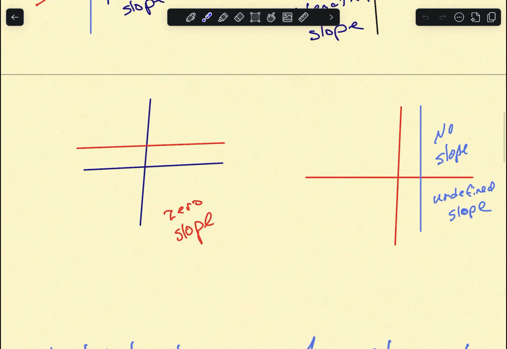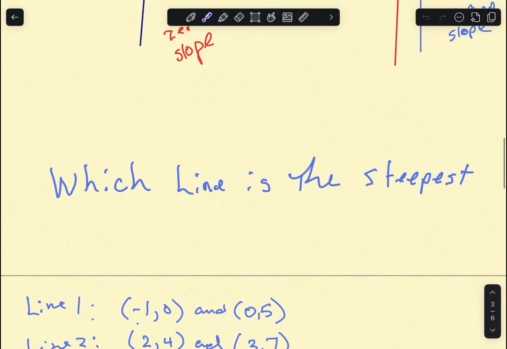Many people say it this way: they will say no slope or undefined slope, and both of these are correct. That's basically a vertical line. If you're falling off a cliff, there is literally no slope. You're going straight down. So that's why they say no slope sometimes.